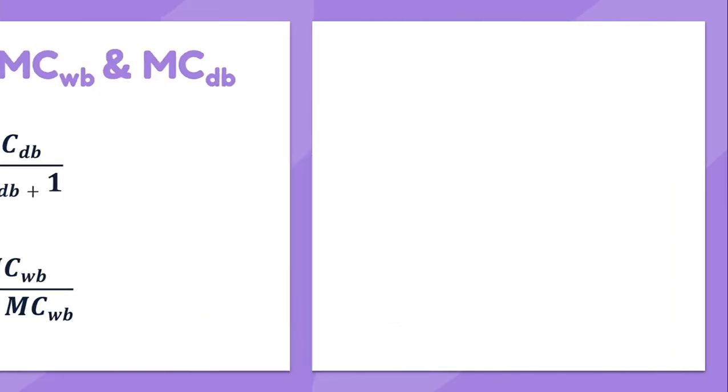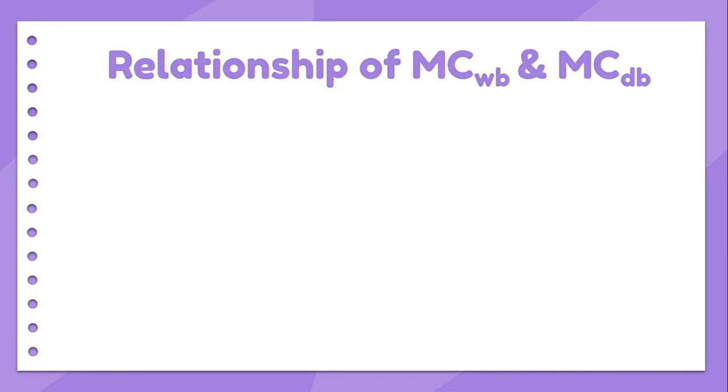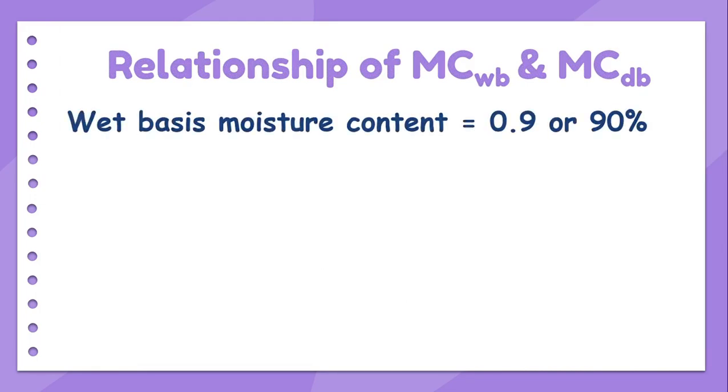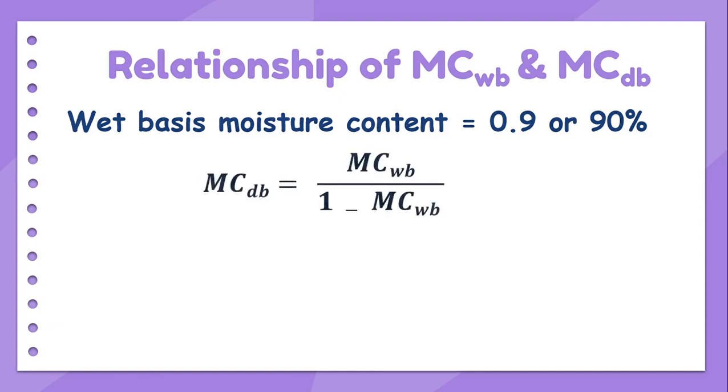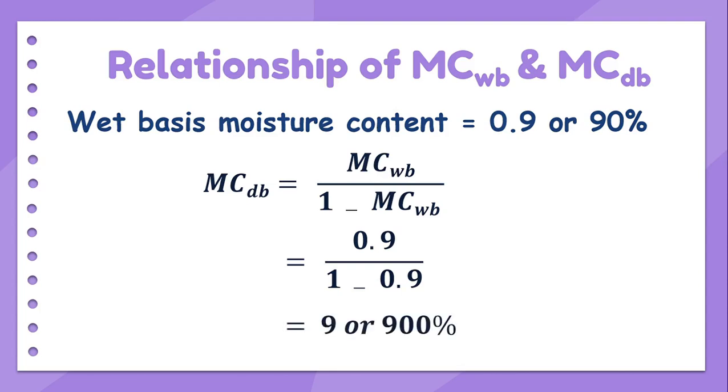Let's look at some examples of conversion. Let's say the moisture content in wet basis given is 0.9 or 90%. To find out moisture content in dry basis, substitute 0.9 into the equation: 0.9 divided by 1 minus 0.9. We get 0.9 over 0.1, which is 9 or 900% of moisture content in dry basis.